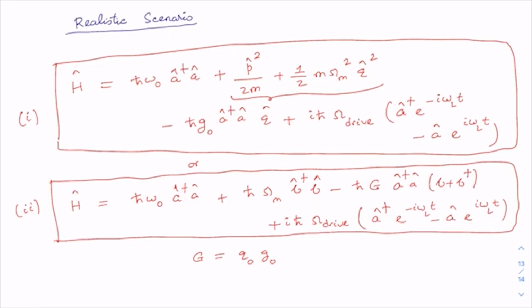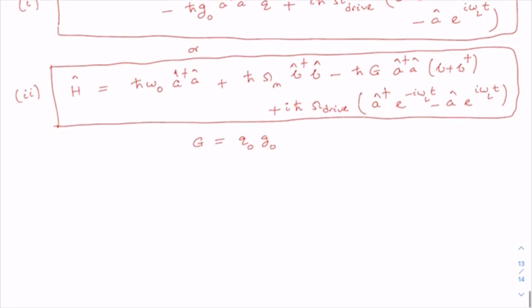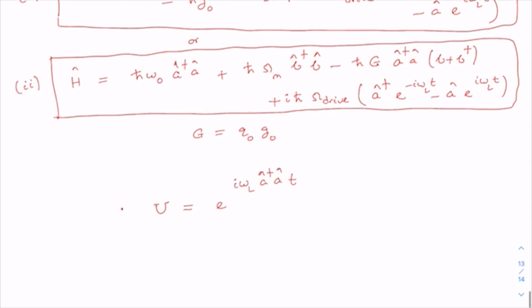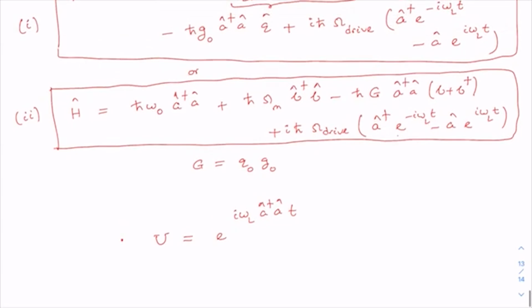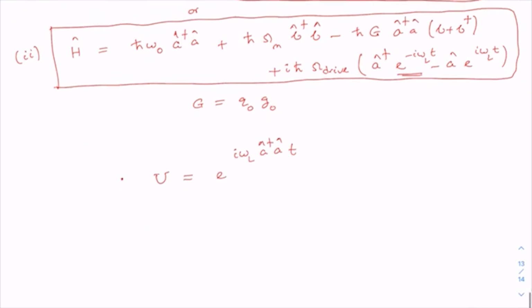As we did in the classical regime, we can get rid of the explicit time dependence by going over to a frame of reference rotating with the laser frequency omega L, which amounts to applying a unitary transformation, say U is equal to e to the power i omega L a dagger a t. If we make this unitary transformation, then we will be able to get rid of the explicit time dependence that is there in the external drive term here.